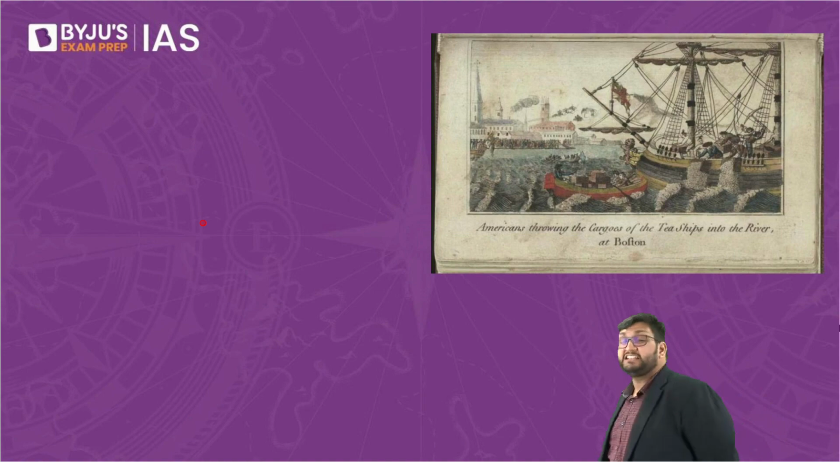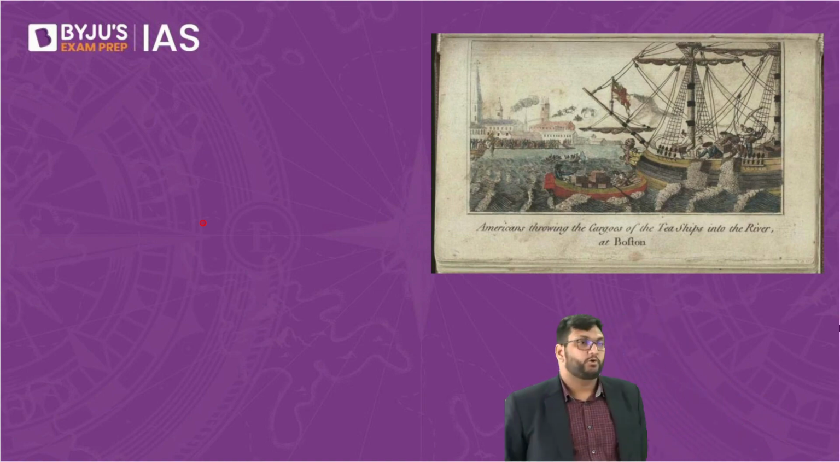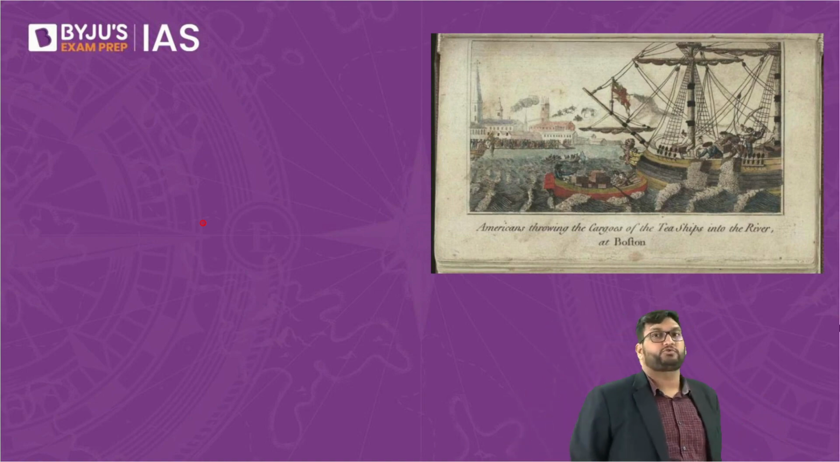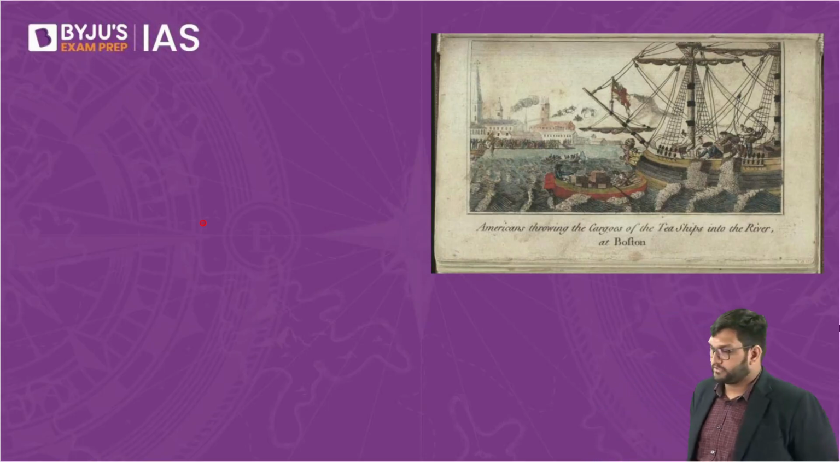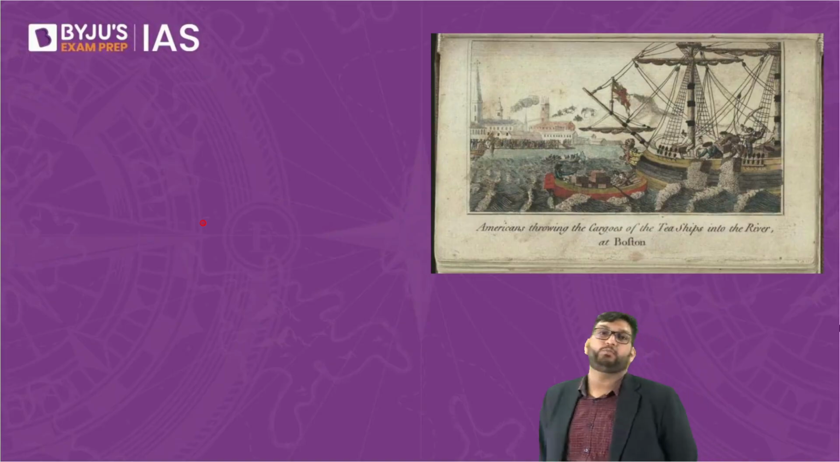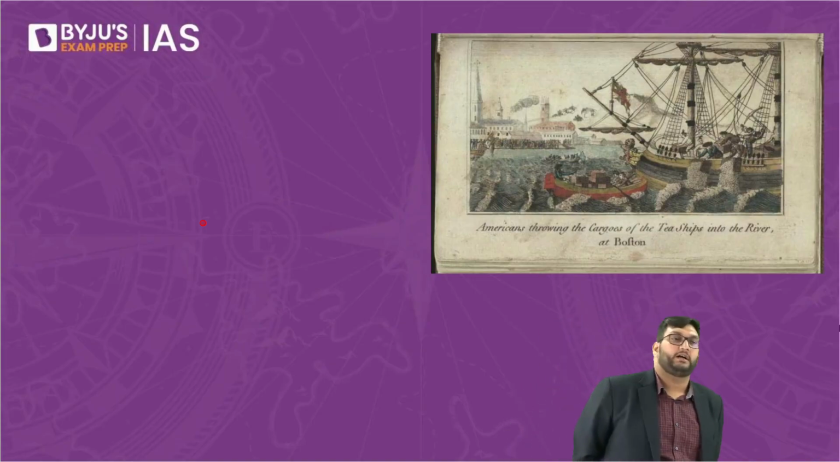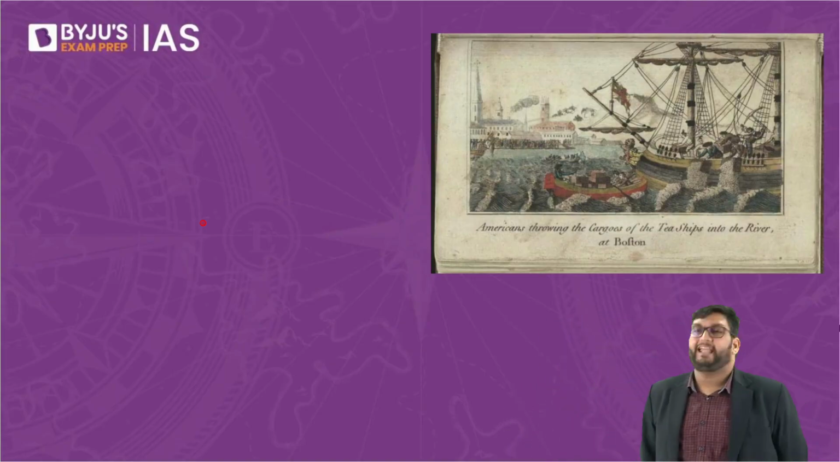And this is called the Boston Tea Party, wherein close to 10,000 pounds worth of, close to 4 million pounds today, 10,000 pounds worth of tea was thrown into the harbor of Boston. And because when you put tea into water, it gives a brownish tinge, for days, the Boston harbor used to look like brown water or like a teacup. That is why it's called the Boston Tea Party.